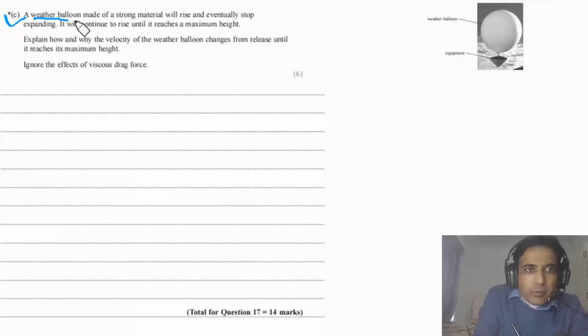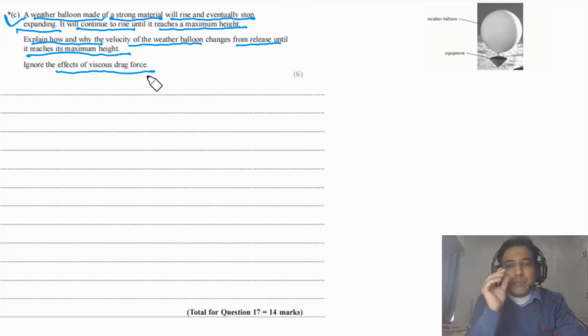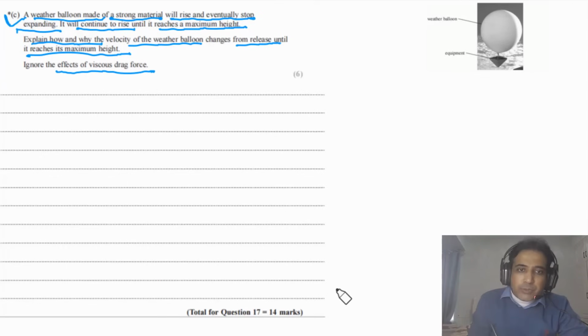Part C says a balloon made of a strong material will rise and eventually stop expanding. It will continue to rise until it reaches a maximum height. Explain how and why the velocity of the balloon changes from release until it reaches its maximum height. Ignore the effects of drag force. So in this case, we can ignore drag forces. So we need to discuss the velocity from the point of release to the maximum height.